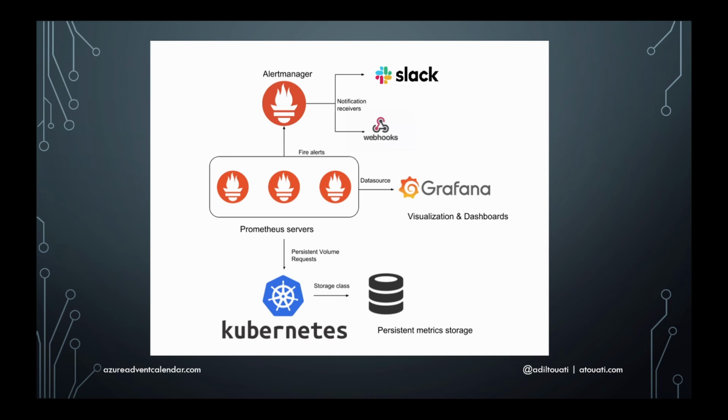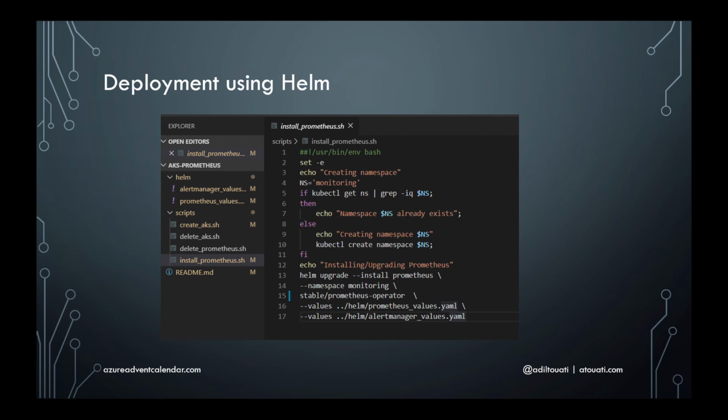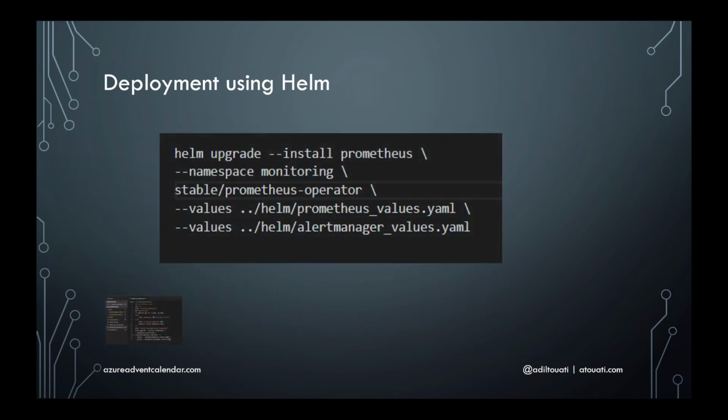Okay, so let's jump to the deployment. If you clone the repo, you can see that we have a file there called install Prometheus, which is basically a Helm command that you can see in the bottom of this screen. So basically what we'll be using is helm upgrade with the --install flag, telling Helm that if you don't find the release called Prometheus, install it.